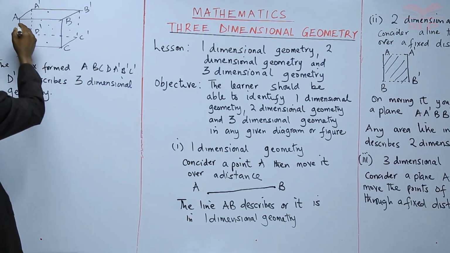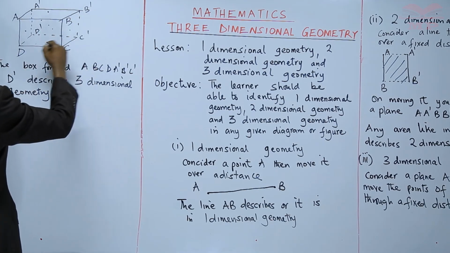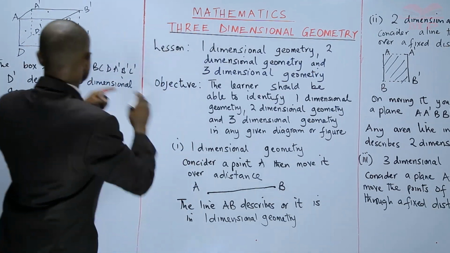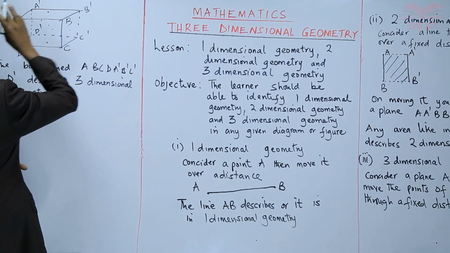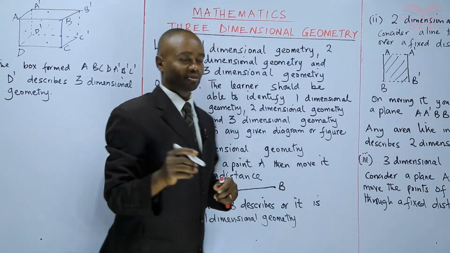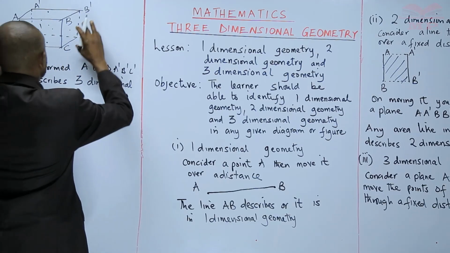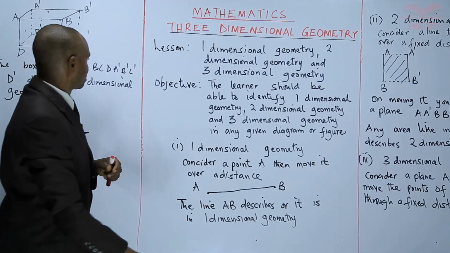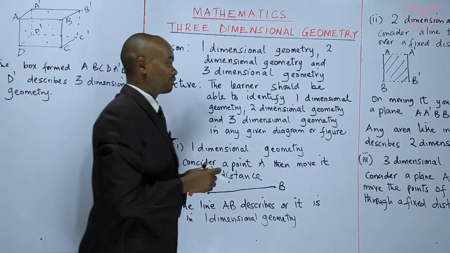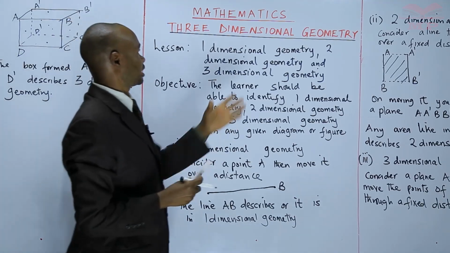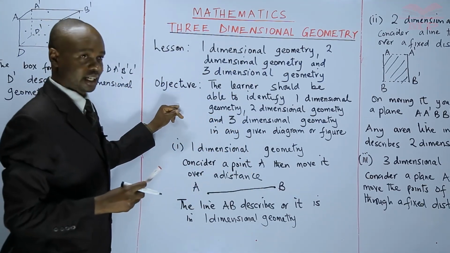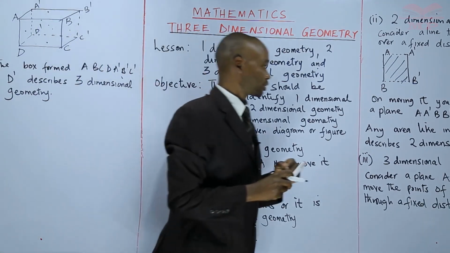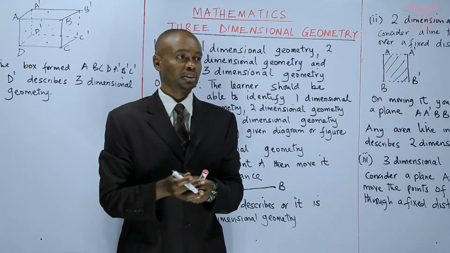So all the 3 are actually seen in 3-dimensional geometry. Like in the first one, we had a line. Any line on that box will define a 1-dimensional geometry. Any plane like A, B, C, D will describe 2-dimensional geometry. But after moving that plane, the volume it sweeps through will end up with a box which describes 3-dimensional geometry. So at the end of the lesson, you should be able to describe whatever you see, if it is in 1-dimensional geometry, 2-dimensional geometry, and 3-dimensional geometry.